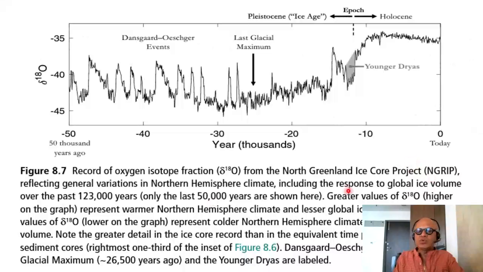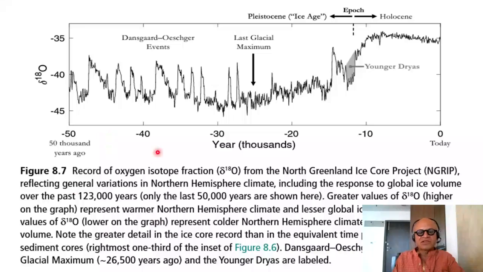Okay, greater values of delta O18 higher on the graph, so we have flipped it here now, represent warmer northern hemisphere climate and lesser global ice volume. So we are looking here at oxygen isotope from the ice core itself, and lesser values of delta O18 lower on the graph represent colder northern hemisphere climate and greater global ice volume.